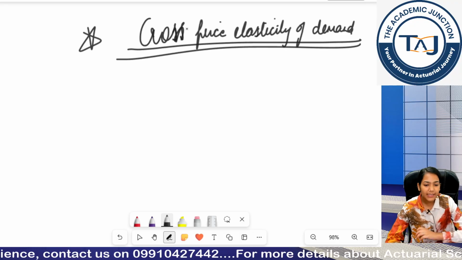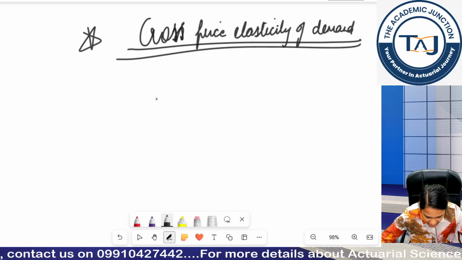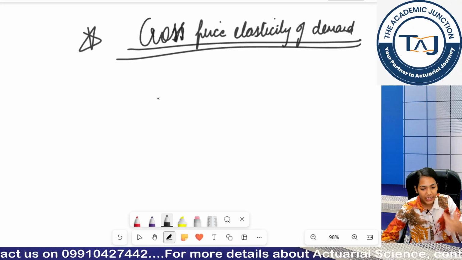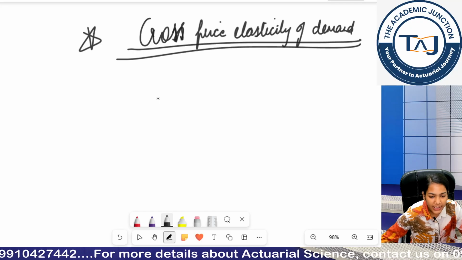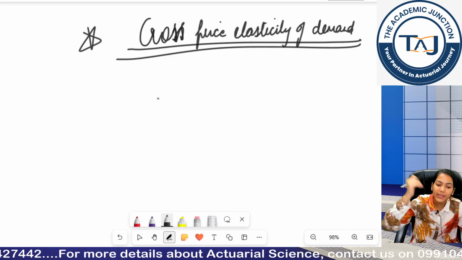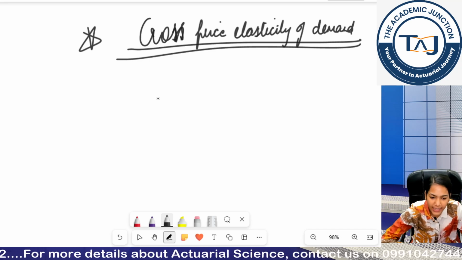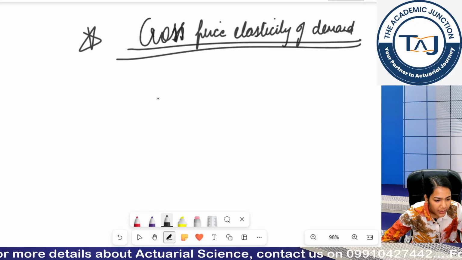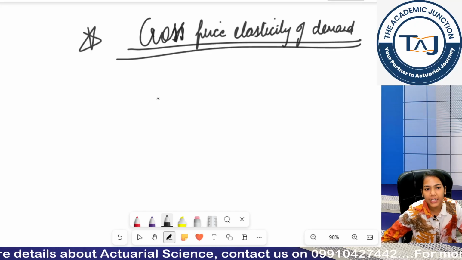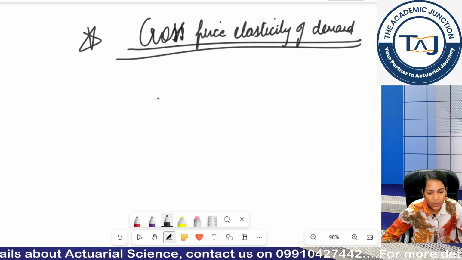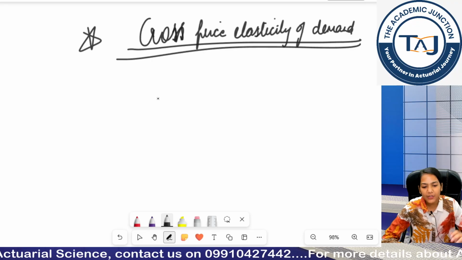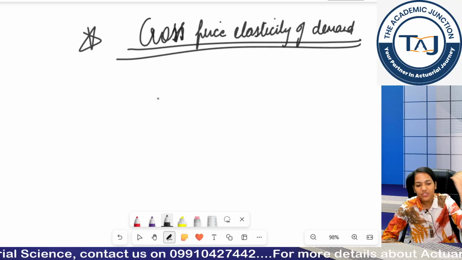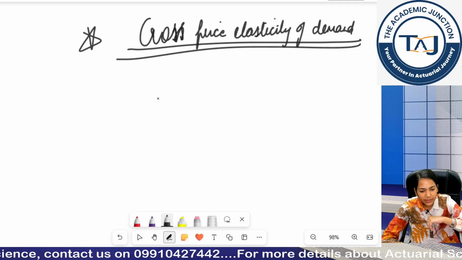Now we were measuring the change in demand with respect to my own good's price, but there can be the case where if the price of some other good is increasing, I can still have an impact on my own demand, right? For example, if I take cycle versus scooter versus scooty, if the price of scooter increases, people will shift to scooties, right?